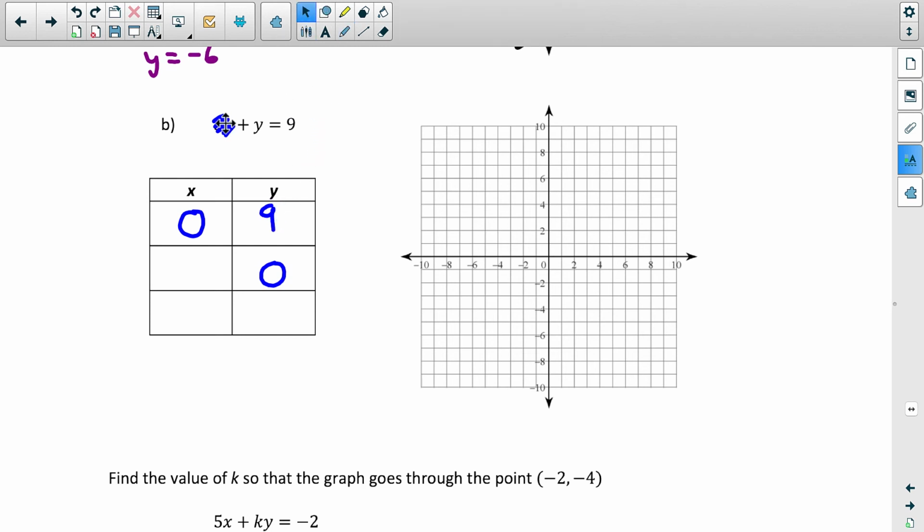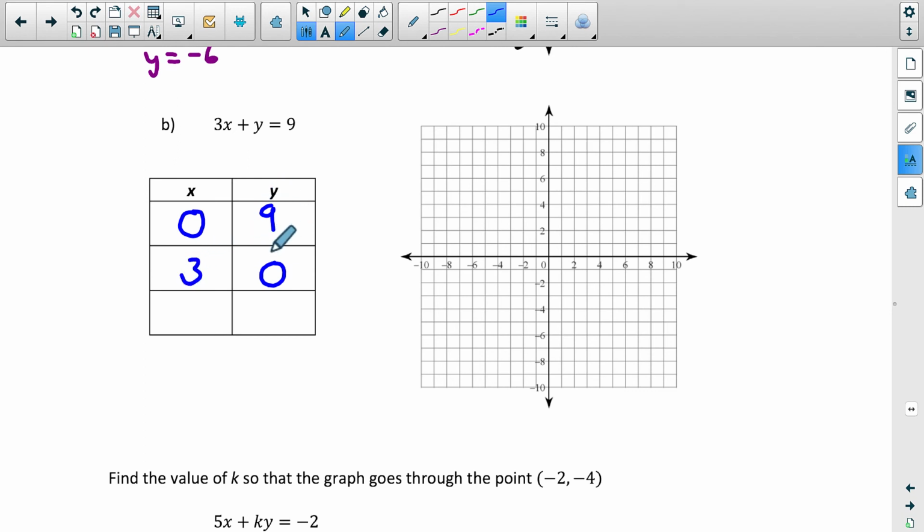Okay. Now, if I put 0 into the y, what happens there? Well, that's gone. So you're left with 3x equals 9. 3 times something equals 9. I bet you can figure that out. Or if you can't, you could divide both sides by 3. That gets rid of this. 9 divided by 3 is 3. So your x value is 3.